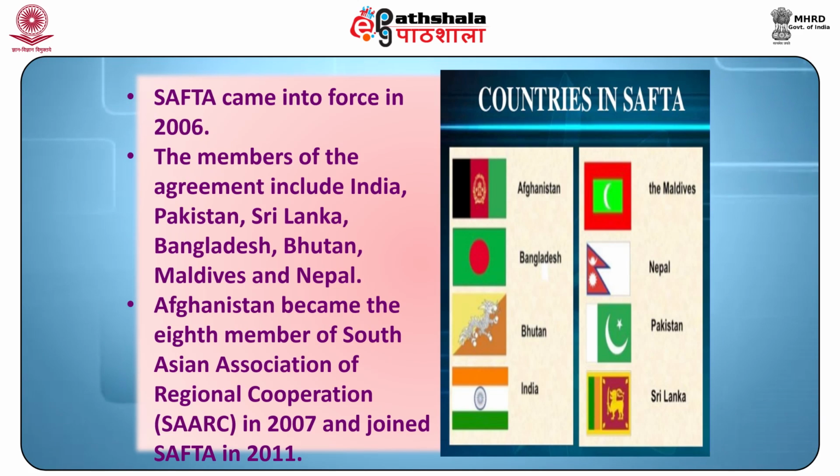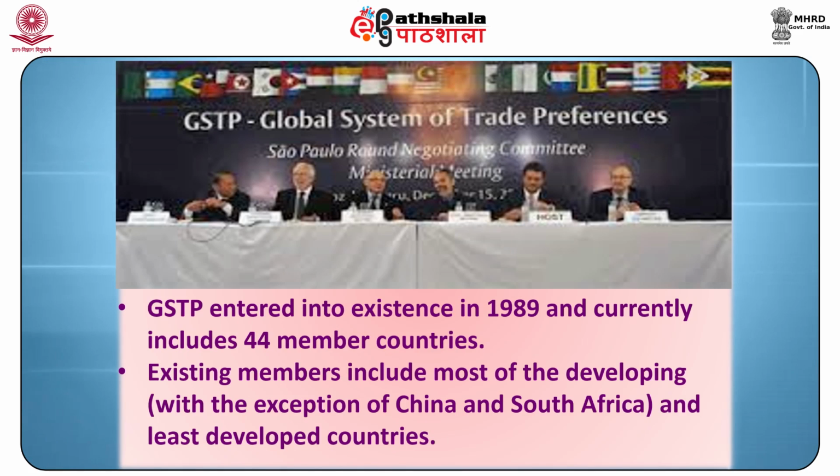SAFTA came into force in 2006. The members of the agreement include India, Pakistan, Sri Lanka, Bangladesh, Bhutan, Maldives and Nepal. Afghanistan became the 8th member of the South Asian Association of Regional Cooperation (SAARC) in 2007 and joined SAFTA in 2011. GSTP entered into existence in 1989 and currently includes 44 member countries.